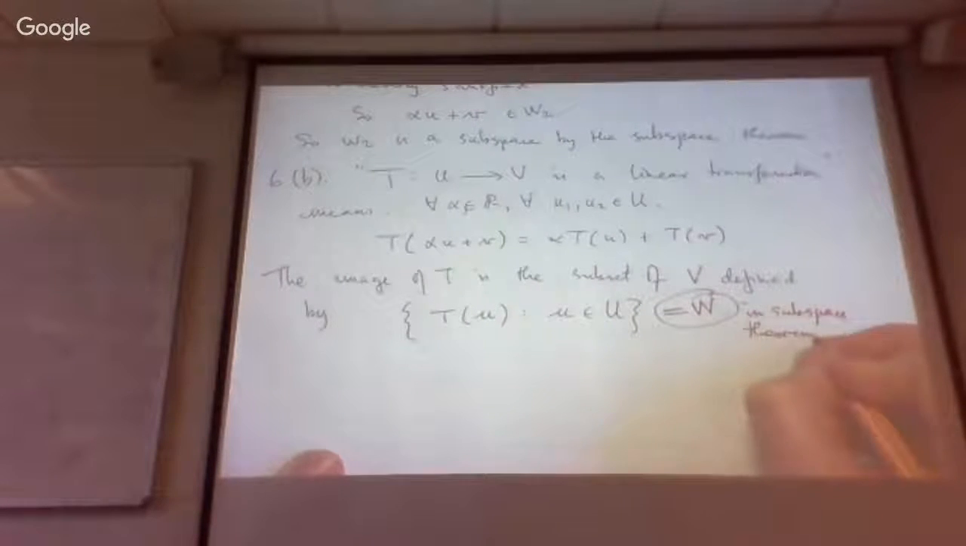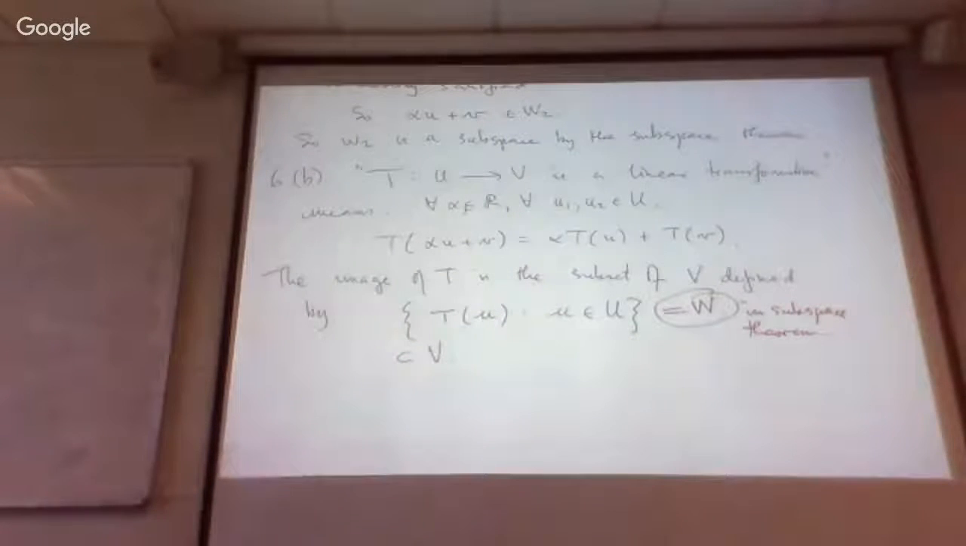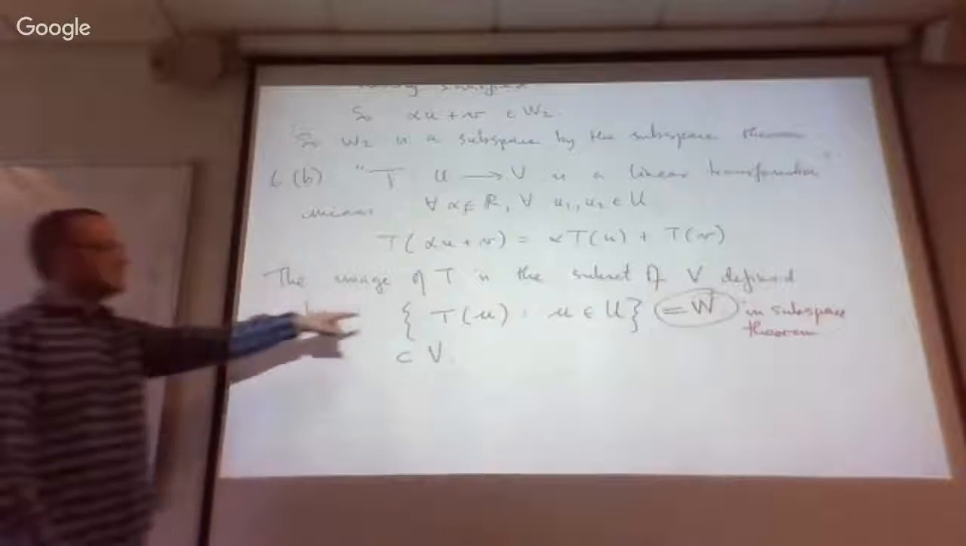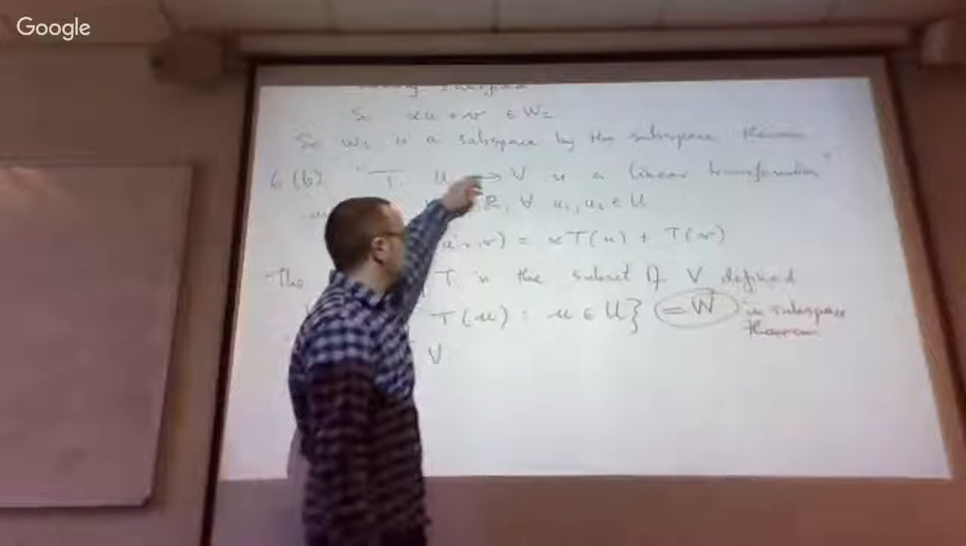Okay, that's the crucial thing to recognize. This is the candidate subspace, certainly a subset. This is certainly a subset of V, because all these elements, T of u, where do they live? Well, T of little u obviously lives in V. It's an image of the linear transformation. So it's certainly the right kind of thing that might be a subspace, so it's a subset of V. So now we have to prove the condition from the subspace theorem.